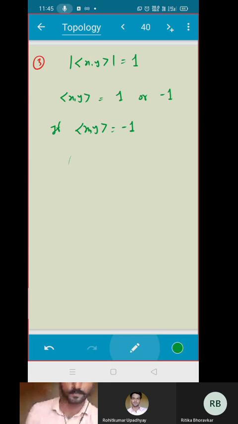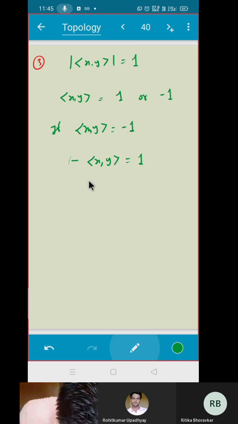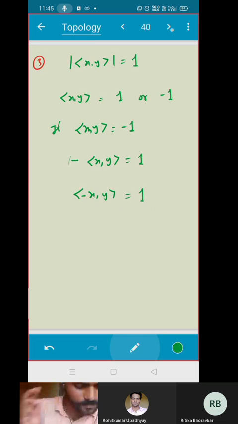Then minus sign we can take inside of inner product. Okay, you are saying this to be the inner product of minus x comma y as 1. What next? What next? Good, you are going great. What next? Norm is 1 then. Then what?